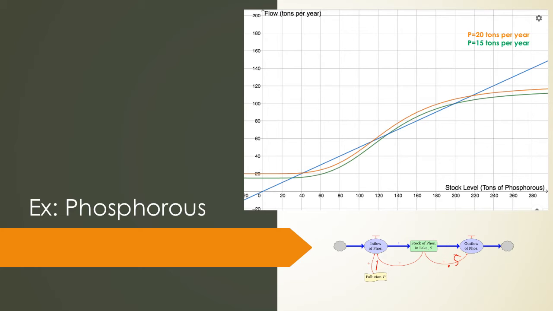I've included two different inflow plots representing different levels of incoming pollution. The green curve represents a pollution level of 15 tons per year, and the orange line represents a pollution level of 20 tons per year. Notice that these curves look very similar, but the orange curve is shifted up 5 units, corresponding to the 5 ton per year increase in the pollution level. This one-for-one relationship corresponds to the parameter having strength 1.